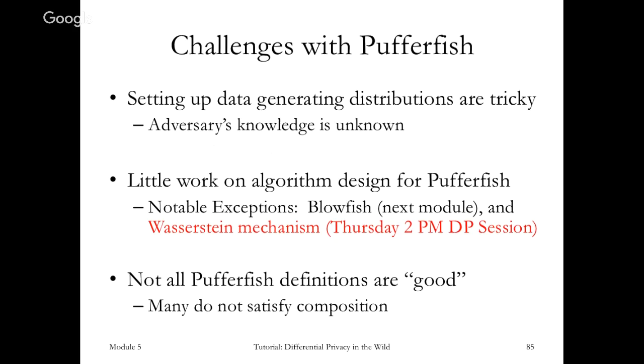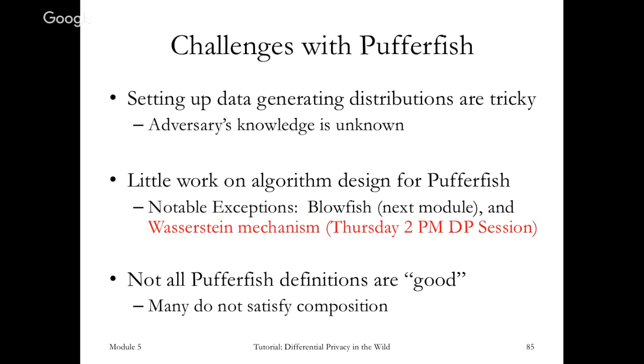So before I conclude, there are still some challenges with pufferfish. For instance, setting up data generating distributions is tricky. You have to make some assumptions about the adversary. Which assumptions are the right ones? Why is assuming records are independent a valid assumption? If it's not, then what kind of correlation do you assume? That's very tricky. There's also not too much work on algorithm design for pufferfish.